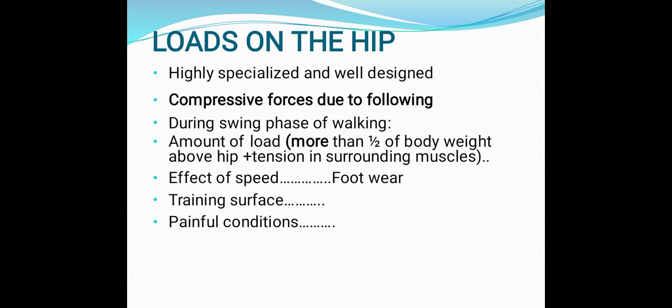Compressive forces are due to the following: during the swing phase of walking, a load of more than half of the body weight above the hip, and tension in surrounding muscles. It means that when body weight is evenly distributed across both legs during upright standing, the weight supported at each hip is 1/2 of the weight of the body segments above the hip, or about 1/3 of total body weight. However, the total load on each hip in this situation is greater than the weight supported.